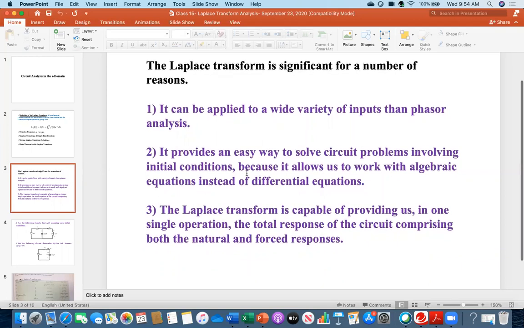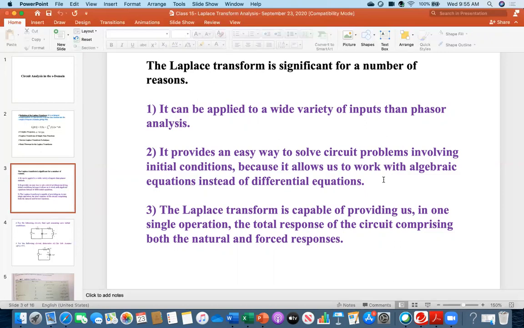Now, what I said, it provides an easy way to solve circuit problems involving initial conditions because it allows us to work with algebraic equations instead of differential equations. Everybody, for example, for a minute, think about the RLC circuit. What did you do in an RLC circuit? Due to an input, due to an excitation, you calculated the transient value, you calculated the steady state value, and then you got the total response.